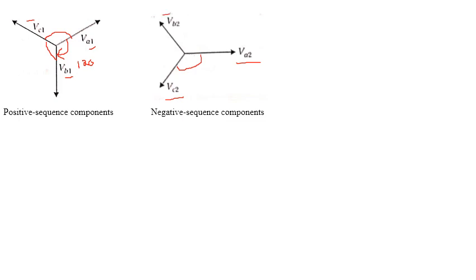The angle remains the same, this is 120 degrees, and this is also 120 degrees. We are going in an anti-clockwise direction. So you have to be very cautious about it, because it is opposite to that of the original phases. In place of B we will get C, and in place of C we will get B.